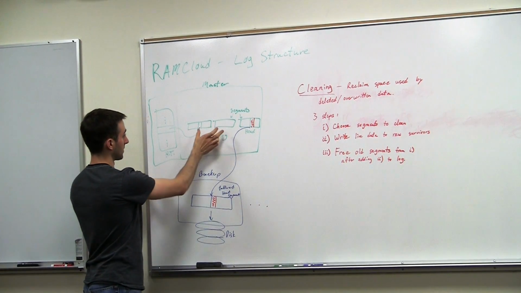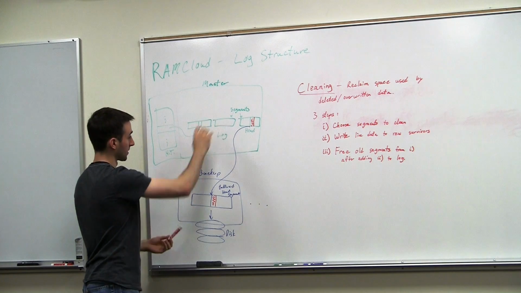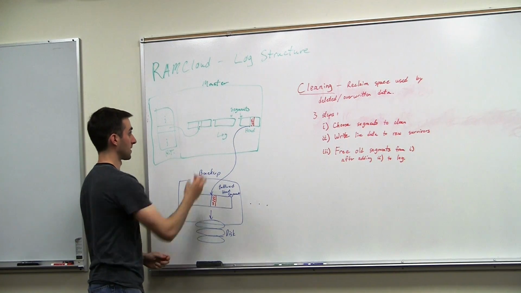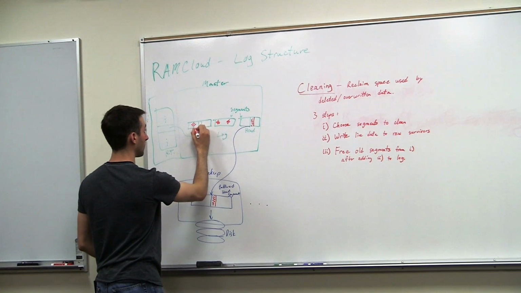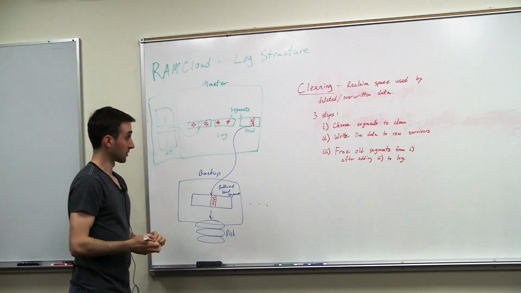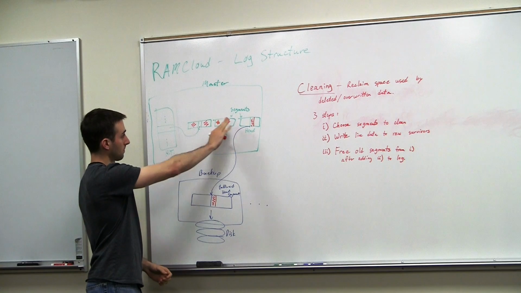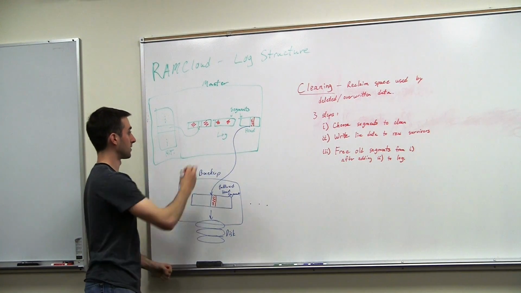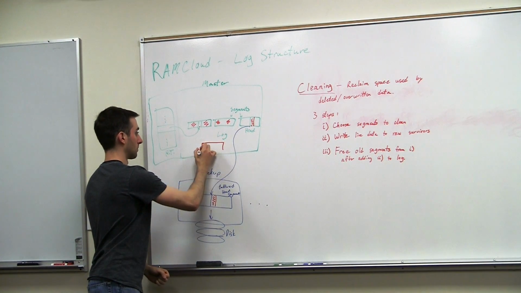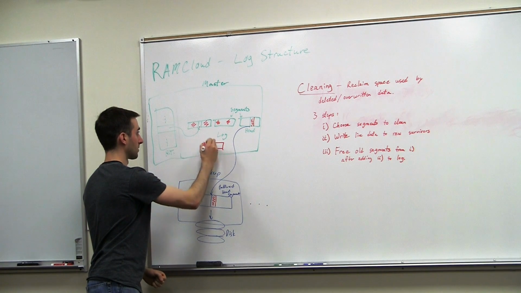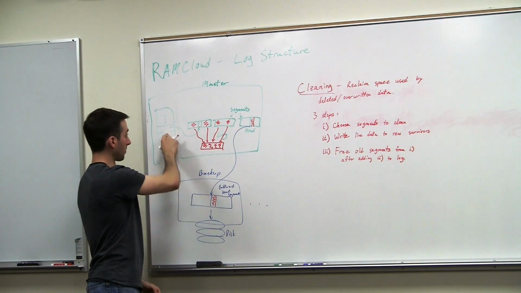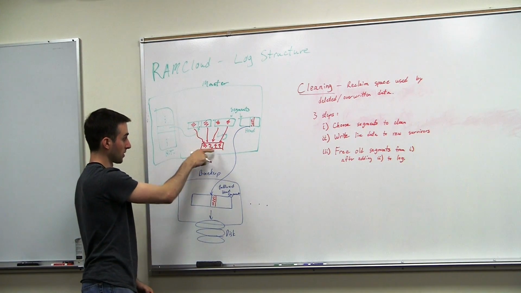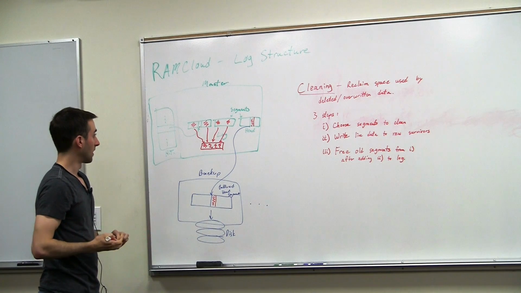So for instance, maybe we select these 2 segments to clean. They have some objects in here, some dead space, some live space. Maybe the red indicates what's alive and white is what's dead. You take those 2 segments, you scan them, you write out all of their live data into some number of survivor segments. So maybe copy all the live data down. You update references in the hash table so that they point to this new survivor segment.